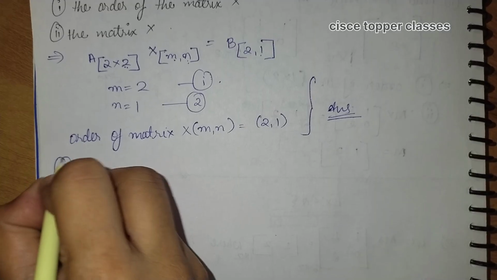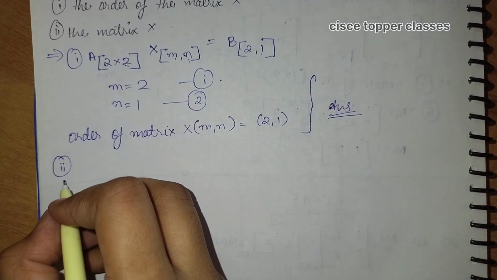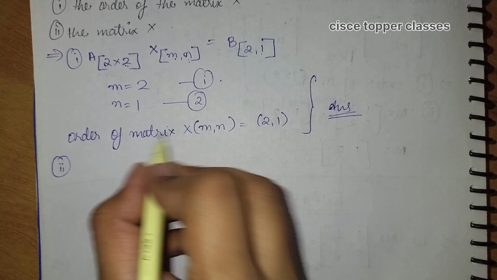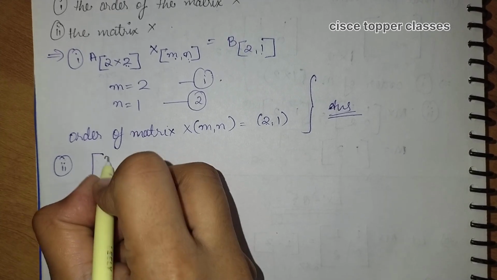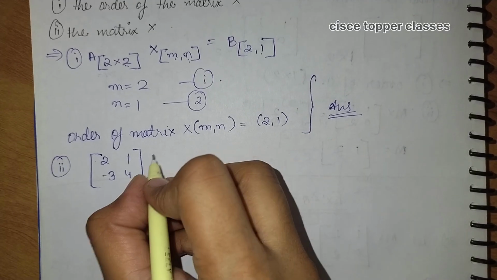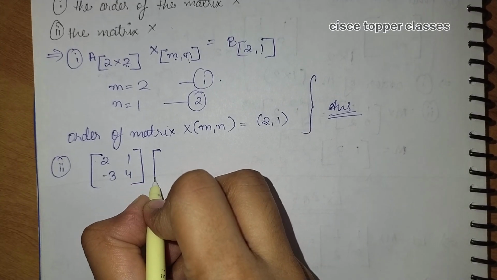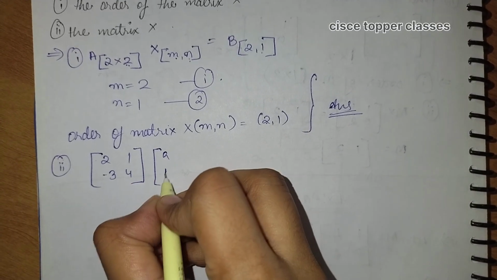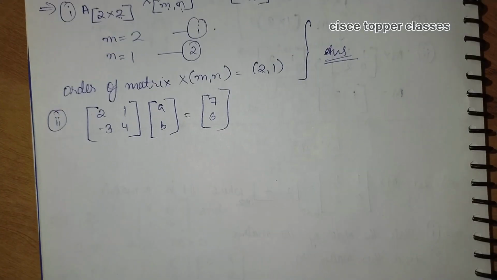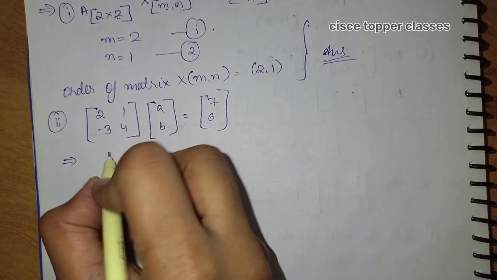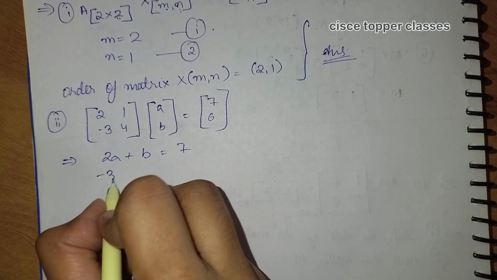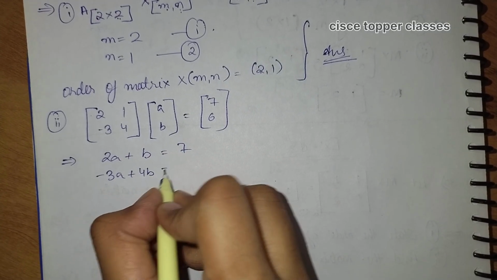Now the second part, the matrix X. X is of order 2 cross 1, so let X be [a; b], with 2 rows and 1 column. Then [2 1; -3 4] times [a; b] is equal to [7; 6]. Making equations, we will get 2a plus b equal to 7 and minus 3a plus 4b equal to 6.